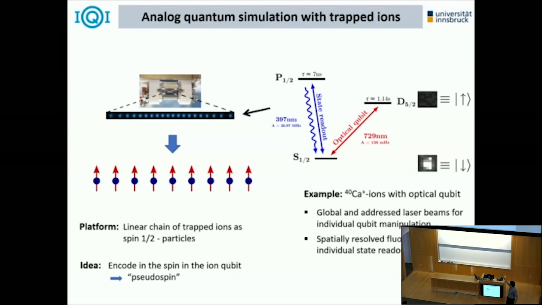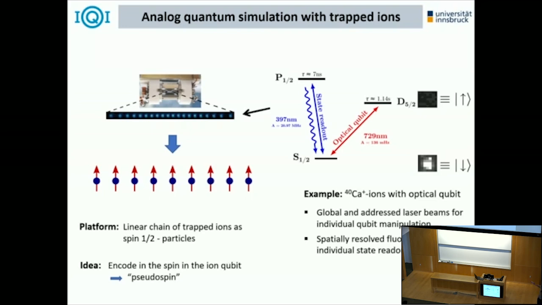So each ion here, we take some qubit, an optical qubit, a hyperfine qubit, and we encode a spin-1/2 particle in these ions. And this is an example for calcium-40, where we have a great history in Innsbruck. So you see here 3 important levels. So we have an S to P transition, where we can scatter a lot of photons. So this is great for fluorescence readout.